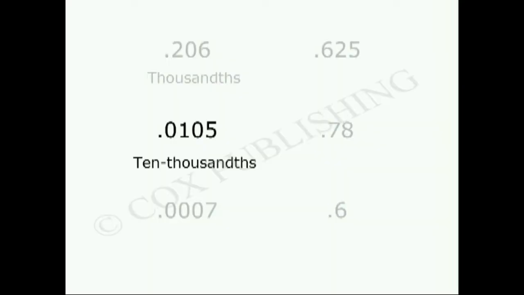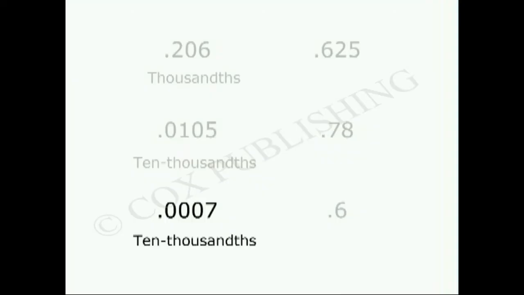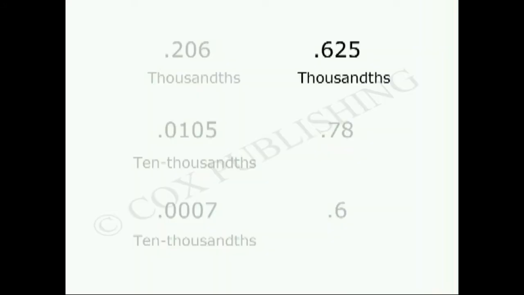Okay, the first one is in the thousandths place value, and the number part is 206, so it's 206 thousandths. The next one's place value is 10 thousandths, and it's read as 105 10,000ths. The third one is also 10 thousandths place, and you read it as 7 10,000ths. The fourth one is in the thousandths place, and it's 625 thousandths.